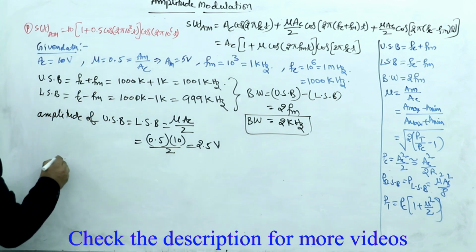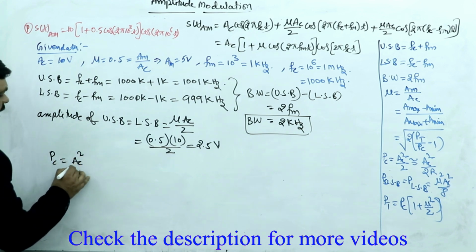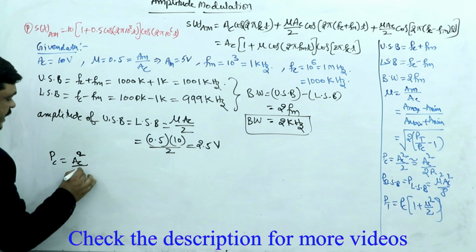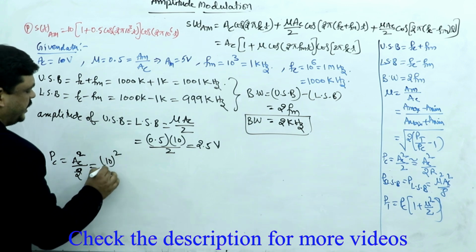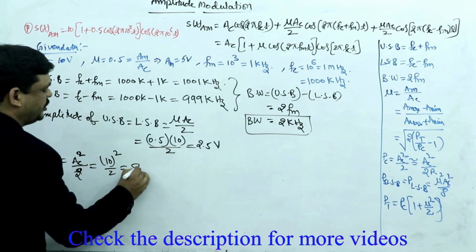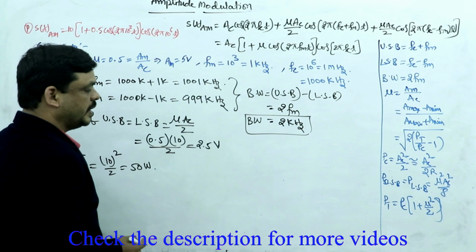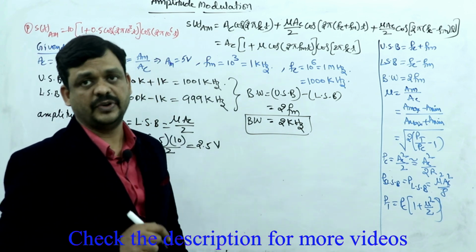And later we have to find out the carrier power. Carrier power, normalized power, because here the resistance of the antenna is not given. That's why I am writing now AC square by 2. AC is 10. 10 square by 2. Now it becomes here how much? 50 watts. Carrier power is 50 watts.